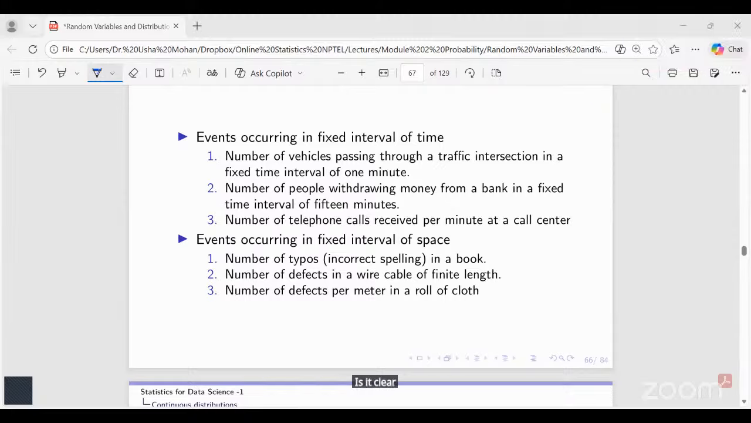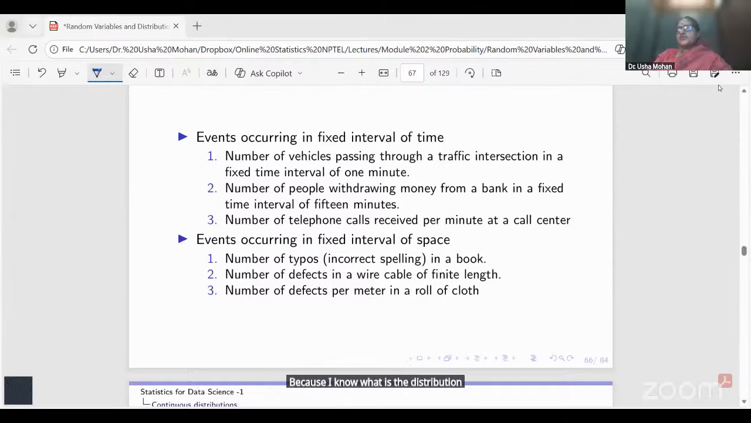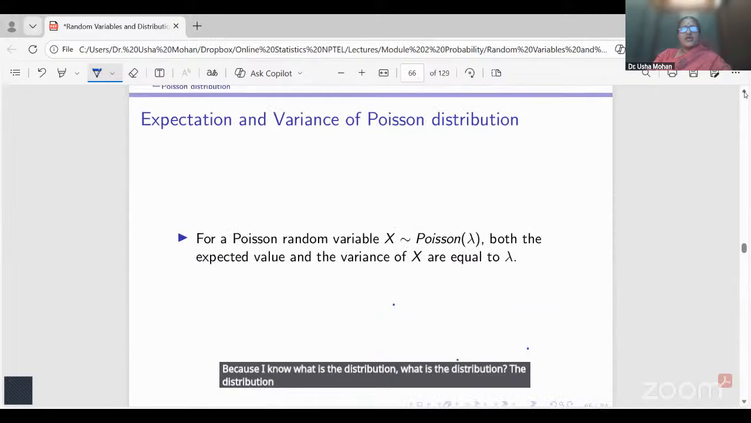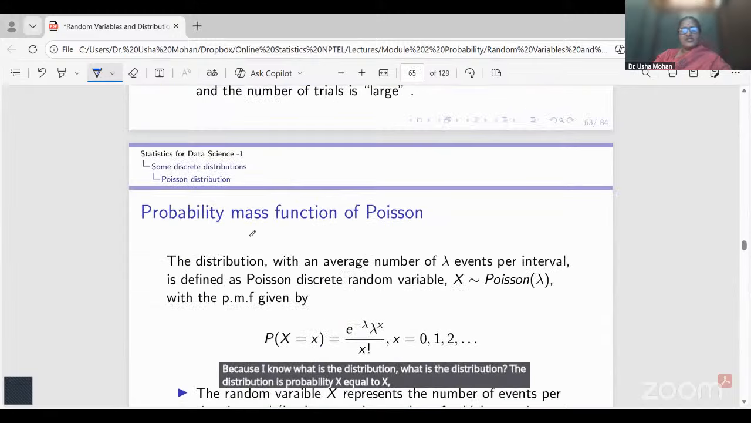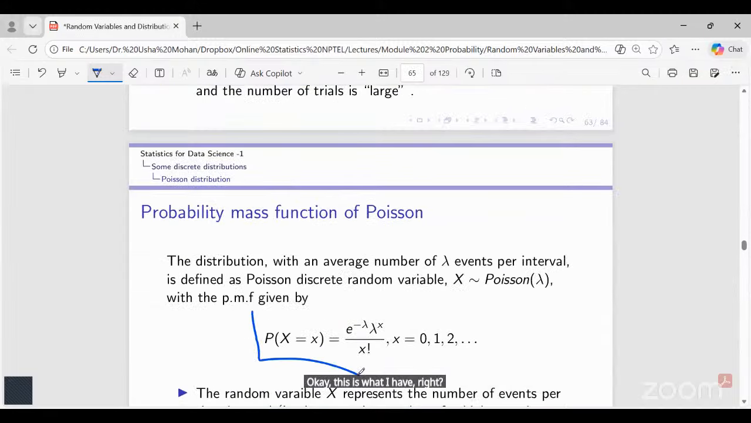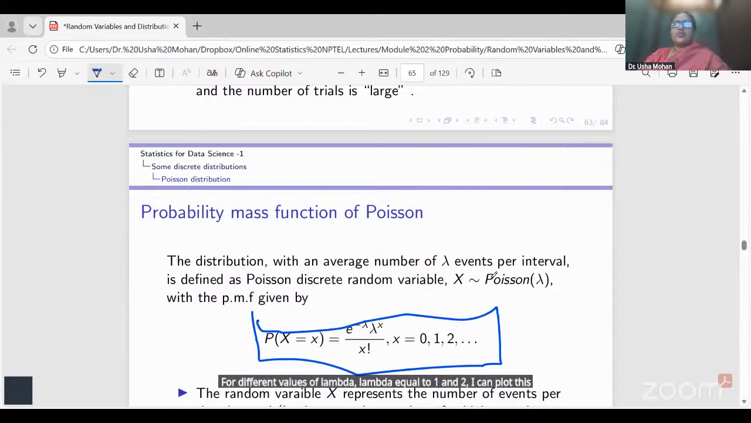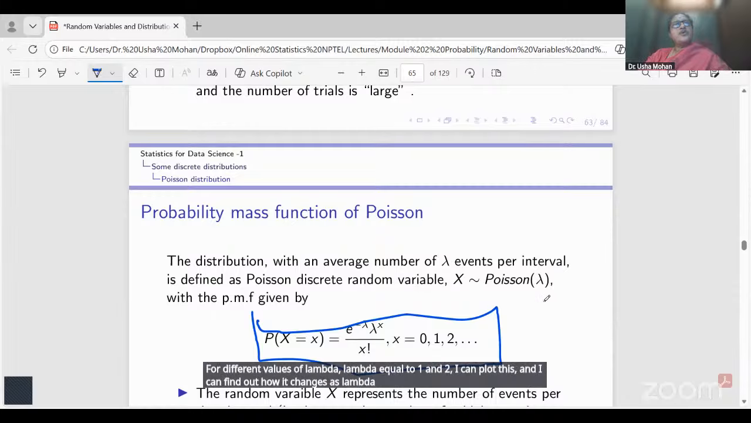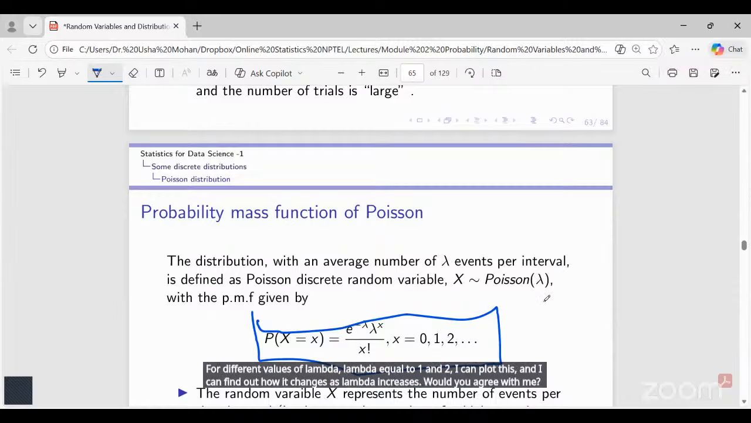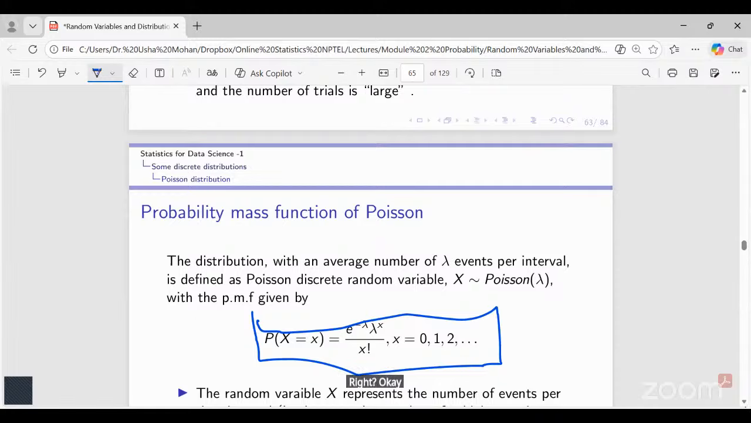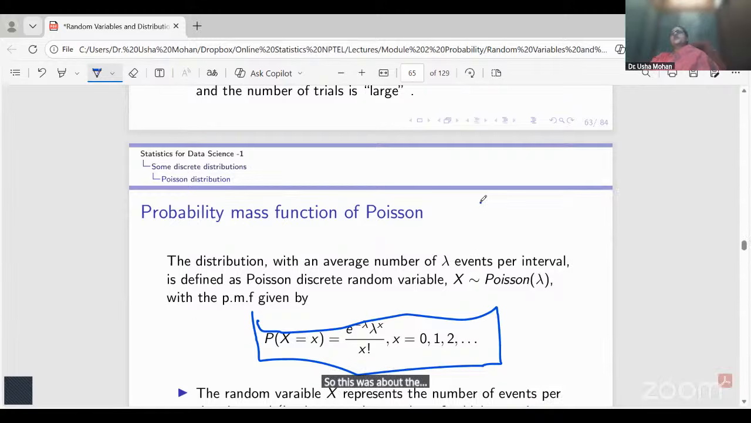The distribution is the probability that X equals x. For different values of lambda, lambda equal to 1 and 2, I can plot this and find out how it changes as lambda increases. Would you agree with me? Okay. So this was about the discrete distributions. Any questions?